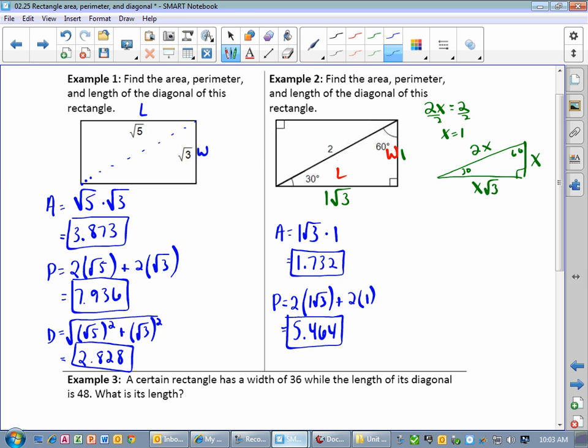All right, so we have an area, we have a perimeter. We also want to find the diagonal. So how long is the diagonal of this rectangle? 2. How do you know it's 2? Yeah, so the diagonal is actually given to us here, so we don't need to figure it out.